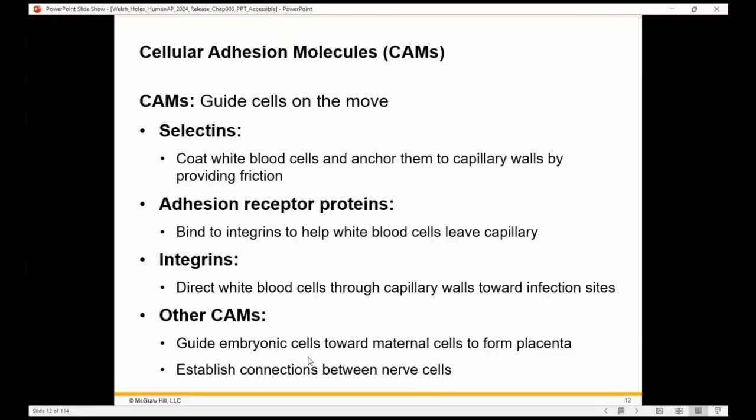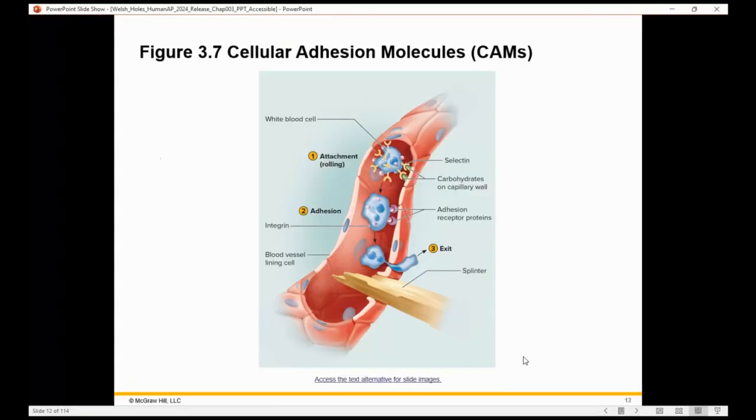And then there are other CAMs. Some guide embryonic cells towards the maternal cells to form the placenta. Some establish connections between the nerve cells. Okay, so this graphic shows some cellular adhesion molecules.